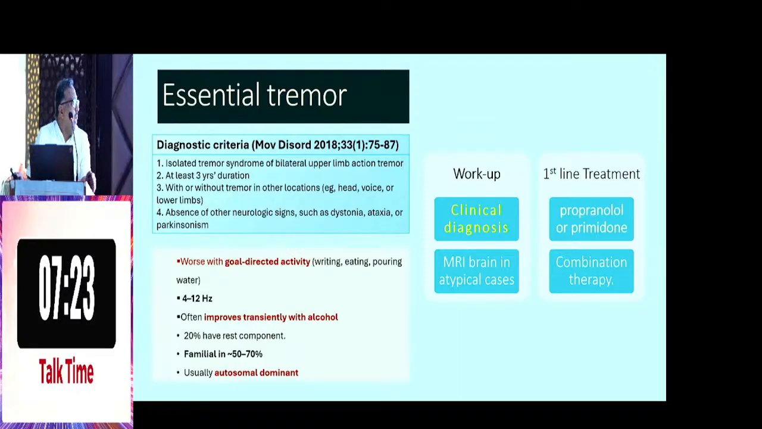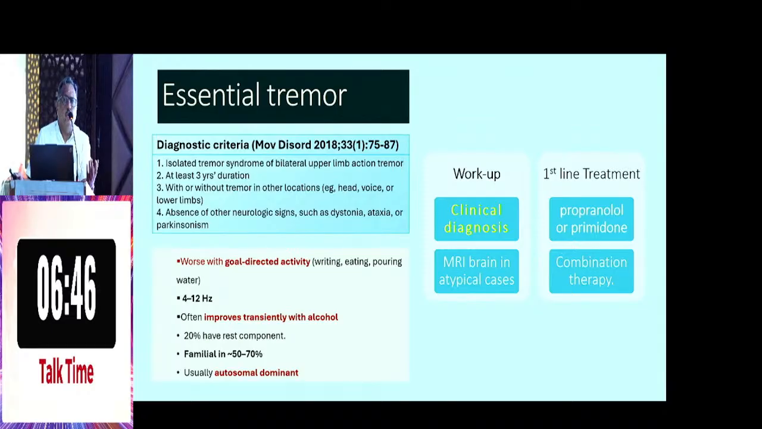So the diagnostic criteria of essential tremor: usually an isolated tremor syndrome, not any other activity like athetosis, chorea or dystonia. At least 3-year duration, this patient has a 5-year duration. With or without tremor in other locations, this patient has head tremor. Absence of other neurological signs. So this is the criteria for essential tremor. This is a familial history, hereditary essential tremor. Works with goal-directed activity, disappears at rest, 4 to 12 hertz, often improves transiently with sleep.